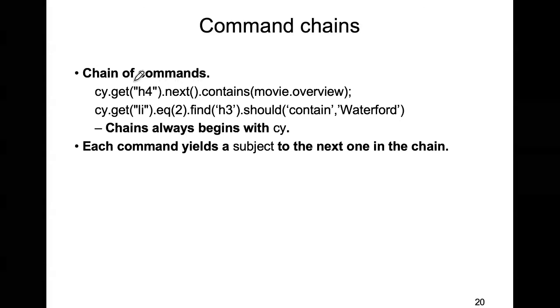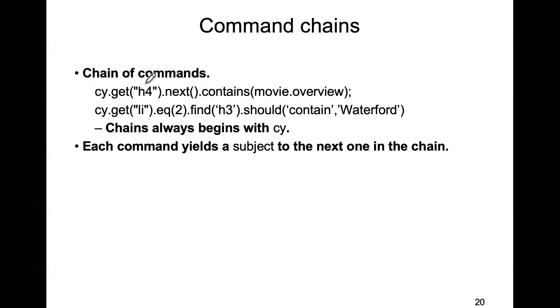Just to explain this one here, I'm getting the H4 element. I am actually assuming in this case that there is only one H4 element. What next is, this is a new command we haven't seen. Next picks out the next DOM sibling of the H4 that it has just found. And then I'm checking to see, does that next DOM element contain this text? So this must be from the Movies app.